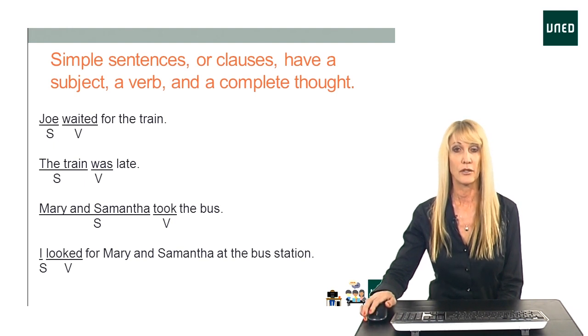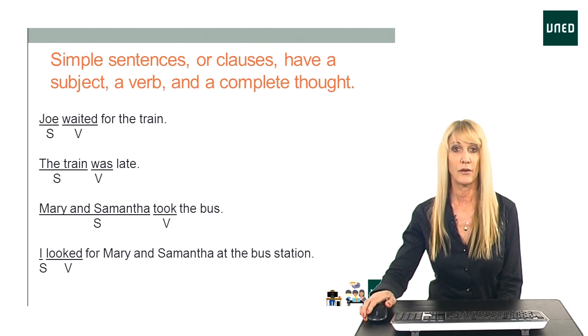Simple sentences or clauses have a subject, a verb, and a complete thought. So remember at the beginning we said all sentences have a complete thought. All sentences have at least one clause. In order to be a clause, it must have a subject and a verb. She waited, or Joe waited for the train. This is a complete thought, and it has a subject and a verb. Therefore, this sentence is a clause.